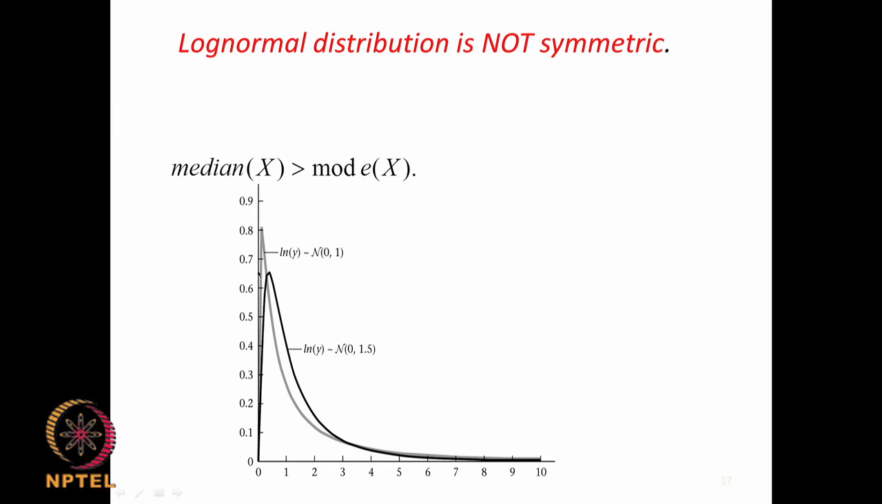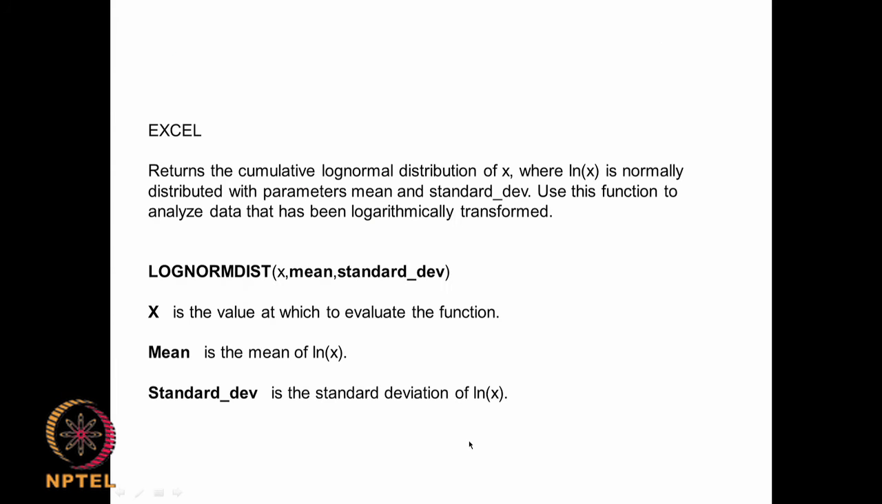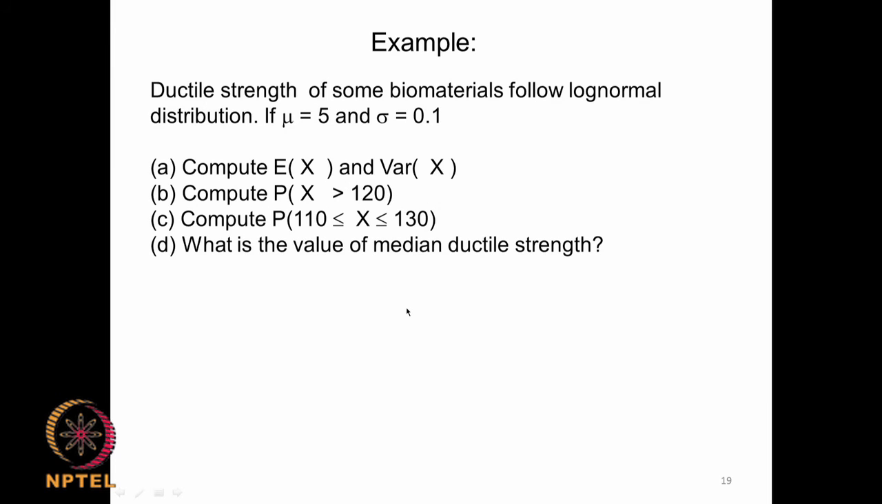And this is how the graphs will look, like the normal distribution. Excel also has a command, LOGNORM.DIST, where x is the value at which you want to evaluate the function, mean is the mean of the logarithm of x, and then the standard deviation of this log normal distribution. Do you understand? So we give the value at which you want to find, where the mean is given and the standard deviation is given. You can look at a problem which can give you some idea about it.